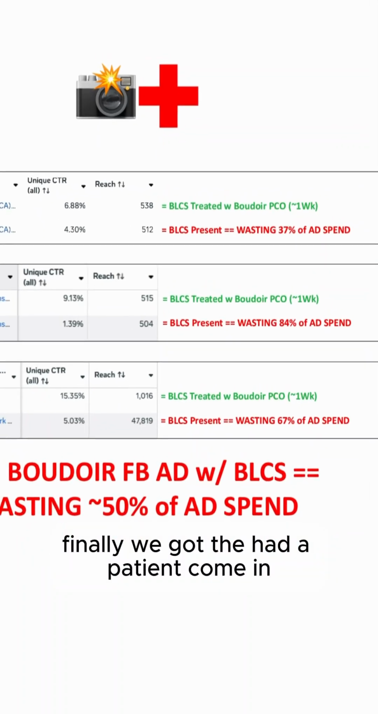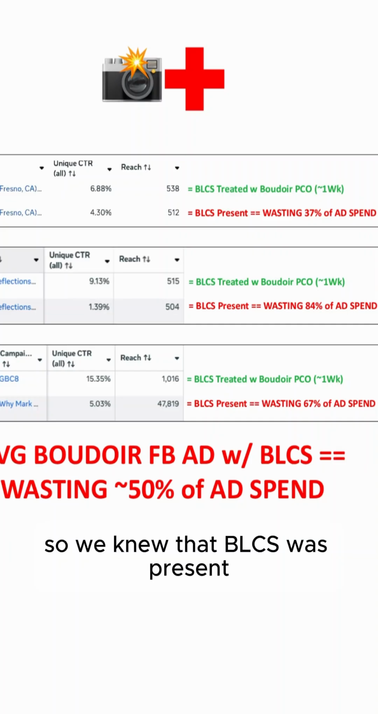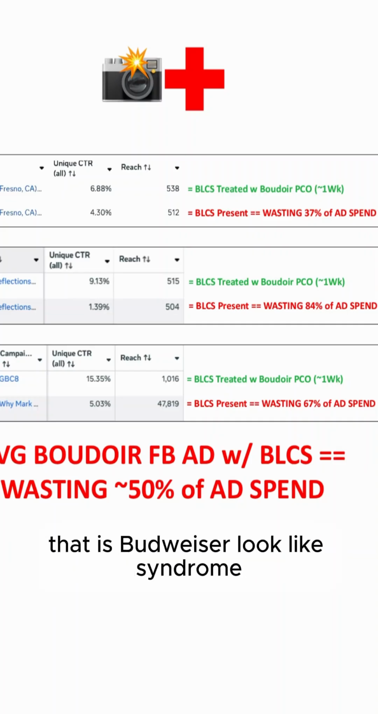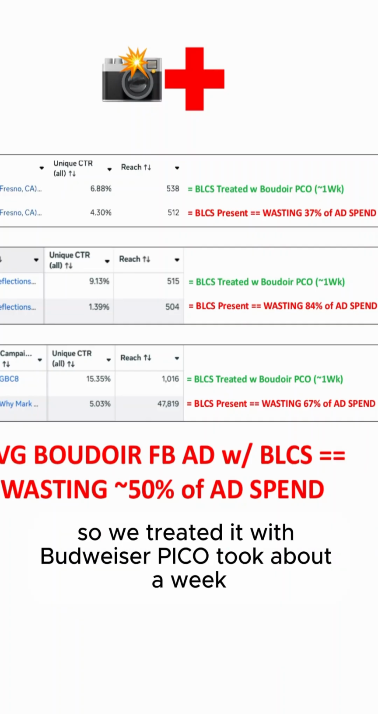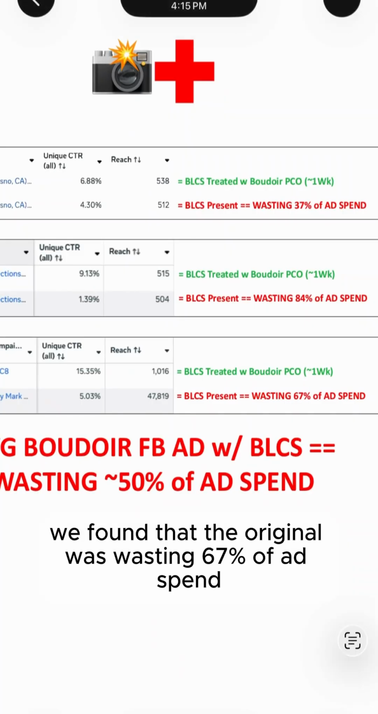Finally, we had a patient come in. His unique CTR was 5.03%, so we knew that BLCS was present. A unique CTR under 6% means BLCS is present. That is Boudoir low click syndrome. So we treated it with Boudoir Pico, took about a week, and got the unique CTR up to 15.35%. So we found that the original was wasting 67% of ad spend.